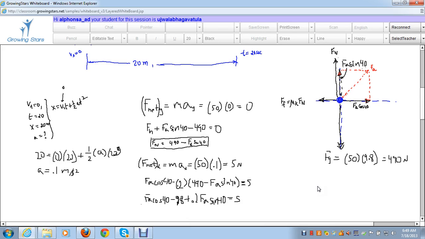We calculate same here. So that we need to change only. You can plug in the values of cos 40.